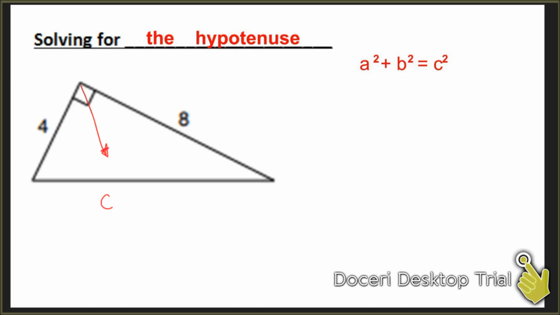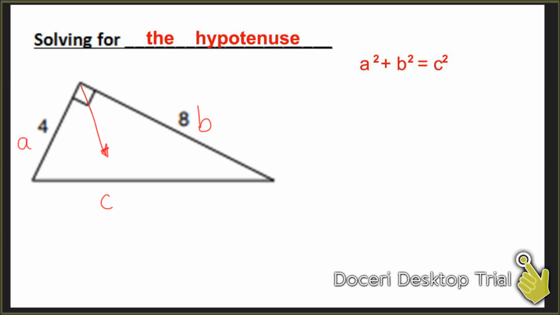C is missing. Now remember, if C is missing, that means A and B are given to us. It doesn't matter if we put A next to 4 or if we put A next to 8. A and B are interchangeable. So for this problem, let's all do it the same. We're going to label 4 as A, and we're going to label 8 as B.